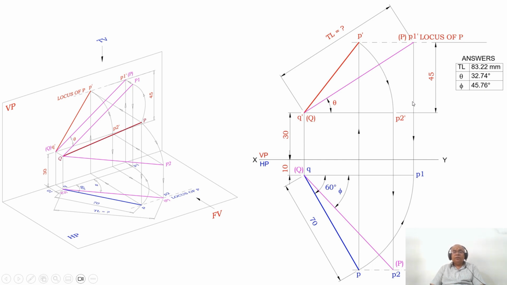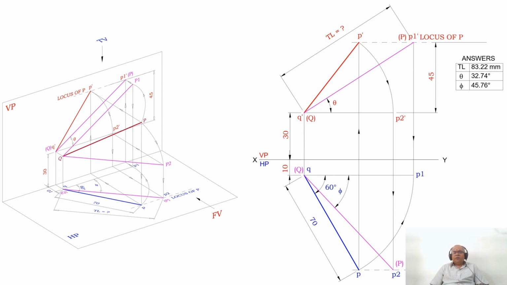So this is how you will be able to analyze the drawing in 3 dimensions, and also you should be able to write the sketch by using the sketchbook. Now finally when you want to measure the drawings, here the true length will be 83, theta will be 33 and phi will be equal to 46 degrees. So this is how you will be able to analyze the drawing and also write the solution on the sketchbook.